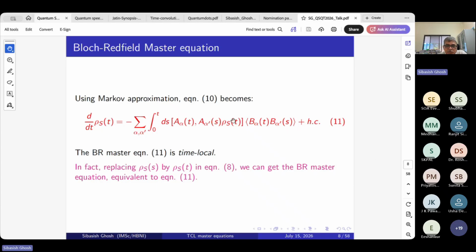So this Bloch-Redfield equation is of course a master equation, but the problem with it is that it is not completely positive. So it does not give you the physical dynamics. Although it is quite good at giving results for weak coupling dynamics, it is not completely positive.